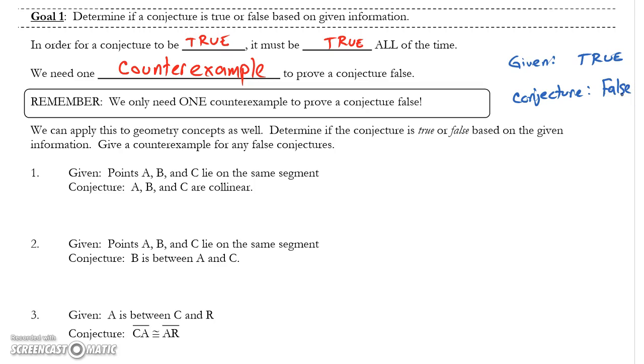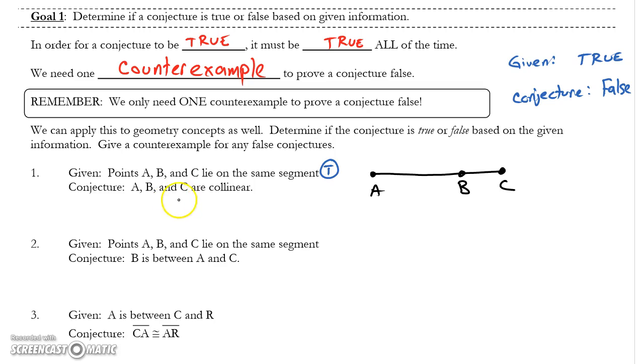Let's look at a few examples here. In number 1, we're given that points A, B, and C lie on the same segment. We're not given anything about order. We're not given anything about any more information. I just know that I have a segment, and on it are points A, B, and C. The conjecture is that they are collinear. So we have to assume that this is true. I can't come up with any example that makes that false.